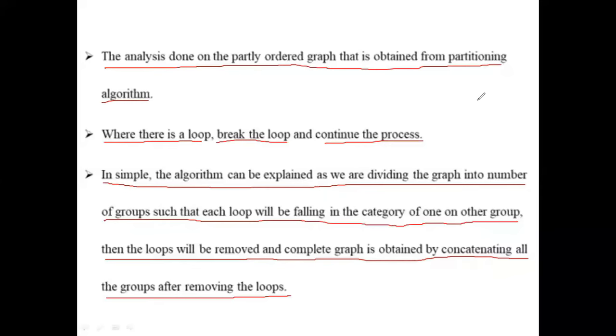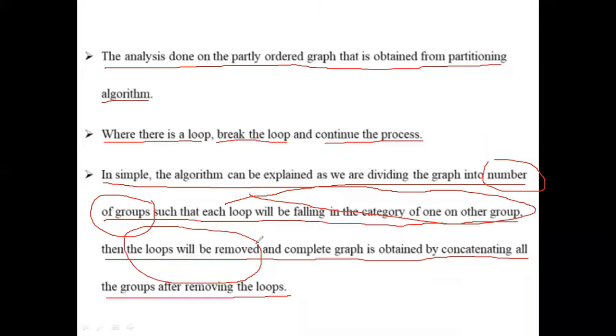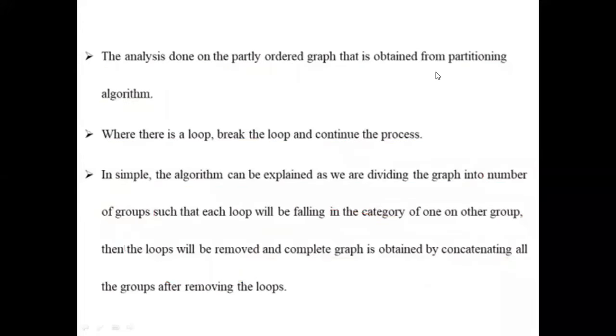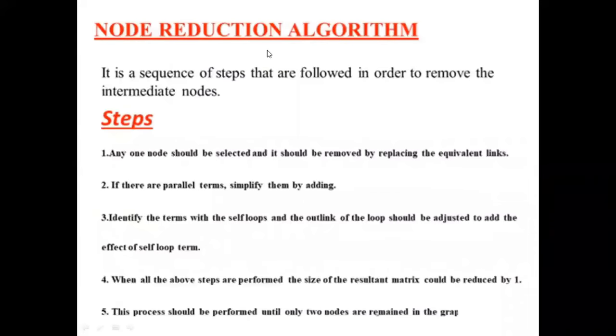So first there is a graph, and that graph will be divided into a number of groups. After that, each loop will fall in the category of one group or another. Then the loop will be removed and the complete graph is obtained. After removing the loops, you complete the graph by concatenating all the groups. So that is the partitioning algorithm.